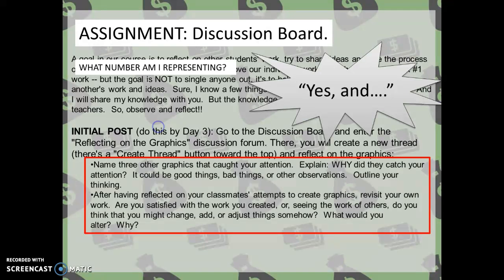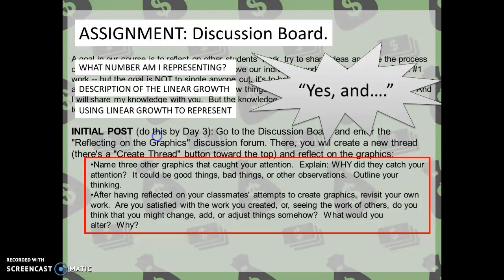Once again, the 3 things I'm thinking about is make sure you can say what number we're representing, what the description of the linear growth is clear, and make sure that the linear growth, you can see the representation of 1 million is this long, or this many airplanes, and that sort of thing. So as you're reflecting, think about those 3 things. Think about the student work that you find interesting. Think about ideas that you say, I like that, or hey, this and something else together.